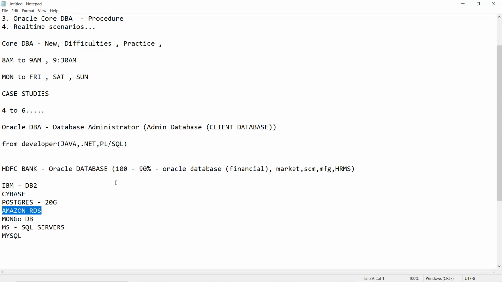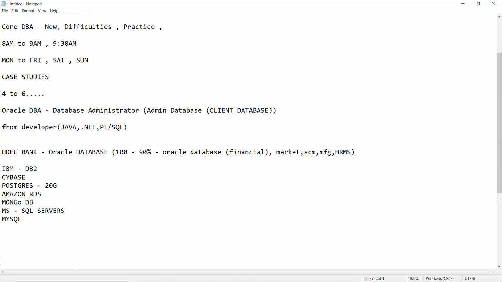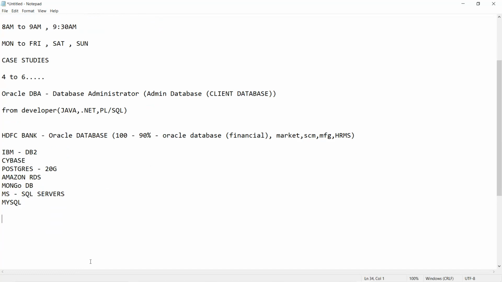Okay, so Amazon Aurora is there, Amazon RDS is there. But for now, if you learn Oracle database, you can survive your career till the end. Till your career ends, you can continue this.